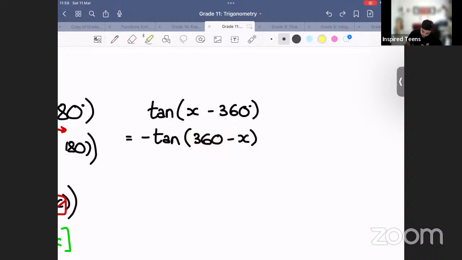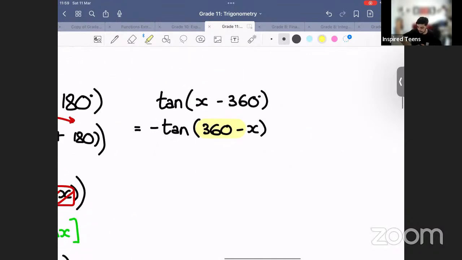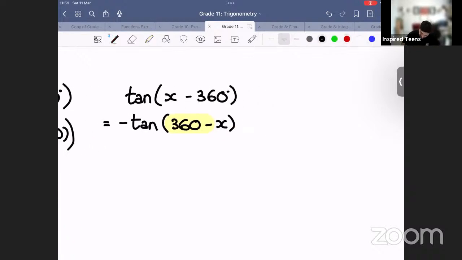So now we can actually reduce it, right? I don't know if we reduced the previous one. No, we didn't. Okay, we'll go back to doing that. So we have negative tangent of 360 minus x. Now 360 minus x, what quadrant is that in? 360 minus is in the fourth quadrant. Is tangent positive or negative in the fourth quadrant? It's negative. So this gives us another negative. So it's a negative times a negative tangent x, which simplifies to positive tangent x.